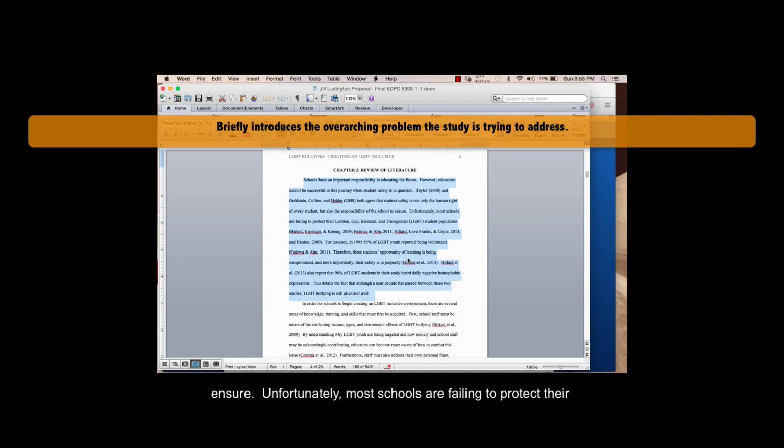Unfortunately, most schools are failing to protect their lesbian, gay, bisexual, and transgender student population. For instance, in 1995, 85% of LGBT youth reported being victimized. Therefore, these students' opportunity of learning is being compromised, and more importantly, their safety is in jeopardy. Hillard et al. also report that 90% of LGBT students in their study heard daily negative homophobic expressions. This details the fact that although a near decade has passed between these two studies, LGBT bullying is still alive and well.